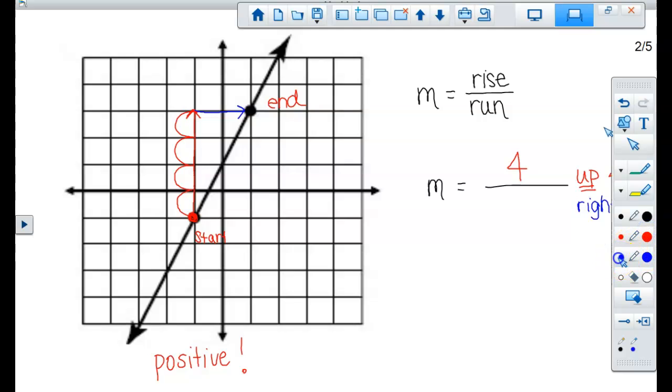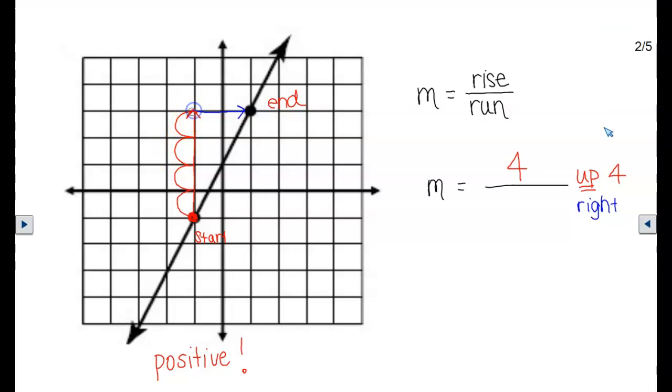Now, let's get our run. We're going to the right, we know that, but to the right how much? So starting from here, we're going to the right 1, 2 spaces. So we went up 4 and we went right 2. Well, if I'm going right 2, would that be positive 2 or negative 2? Right is positive, so that would be positive 2. So up 4, right 2 translates into a slope of 4 over 2.